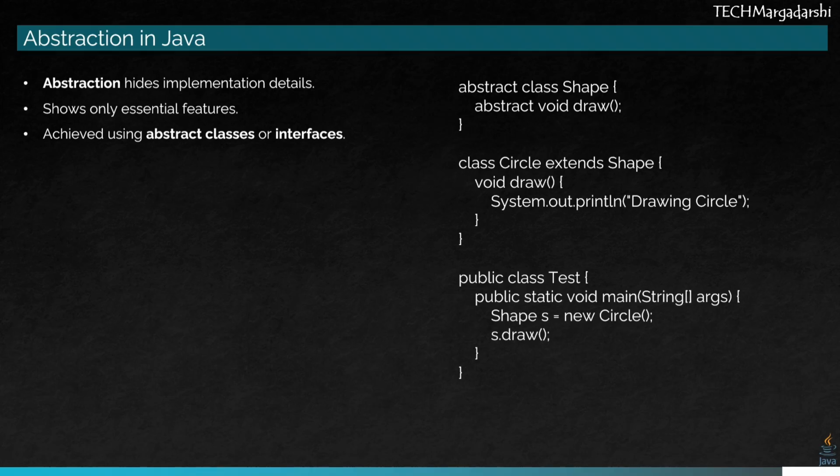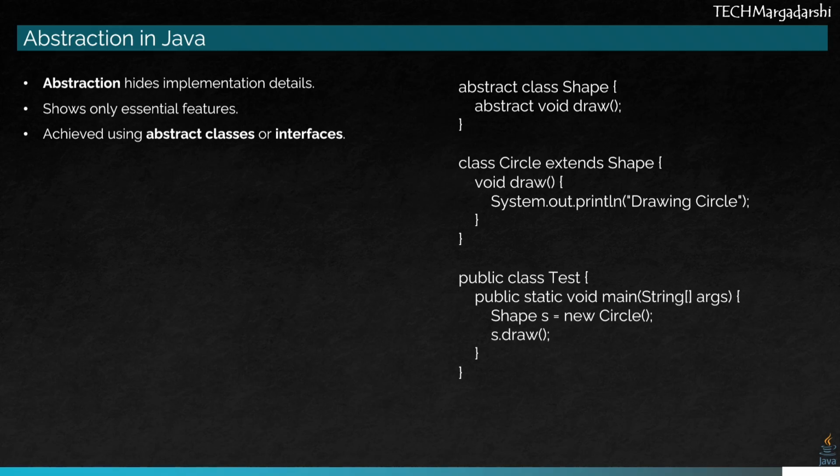Abstraction means hiding the internal implementation details and showing only what is necessary to the user. In simple words, we focus on what an object does, not how it does it. In Java, abstraction is mainly achieved using abstract classes and interfaces. Let's understand this using an example.